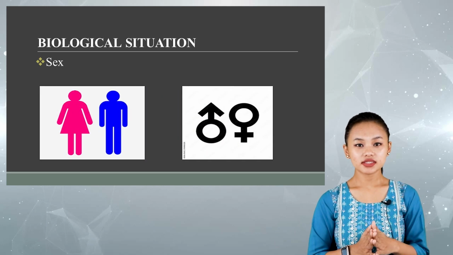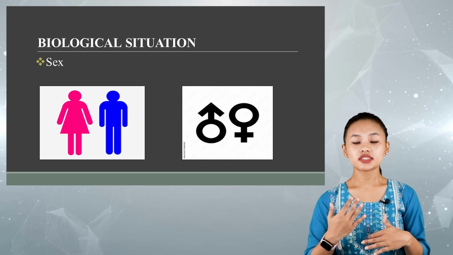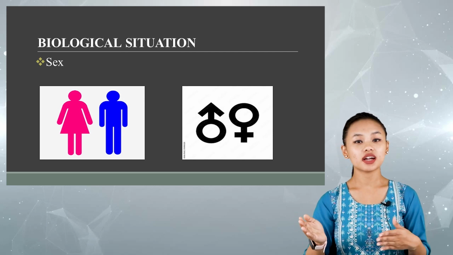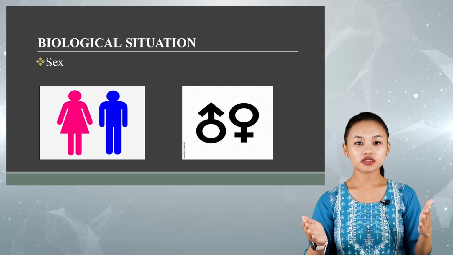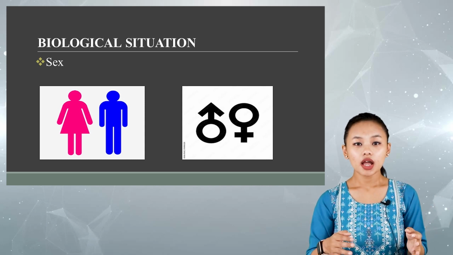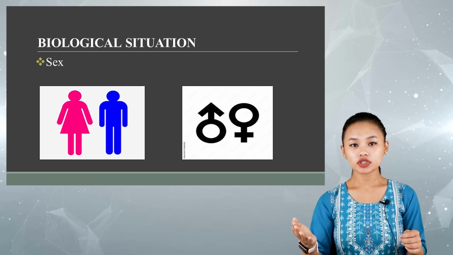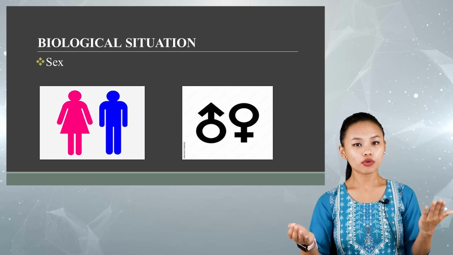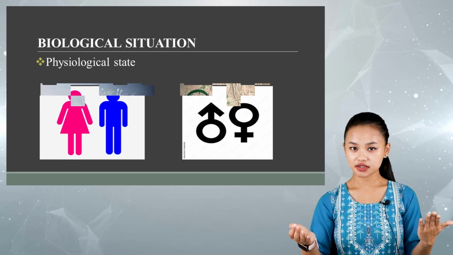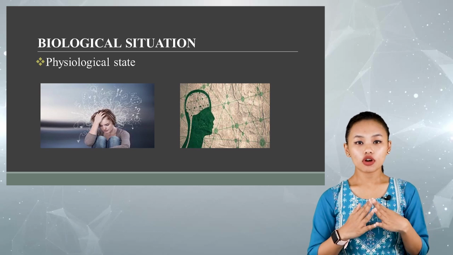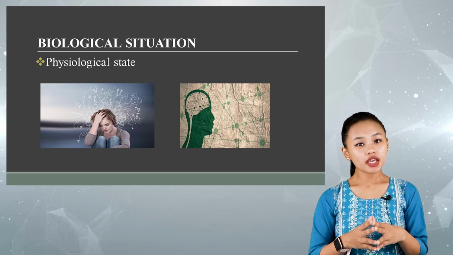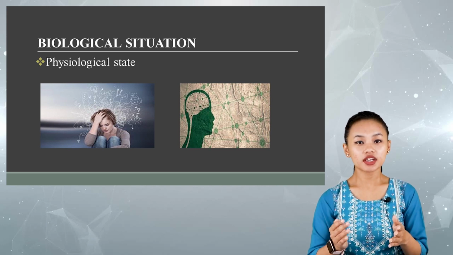The second is sex. Here, we can also see that there are certain conditions which affect females more, as well as certain conditions which affect males more. For example, females are more prone to developing breast cancer, as well as males are more prone to developing lung cancer. The third factor is the physiological state of an individual. For example, anemia is more common in pregnant women.